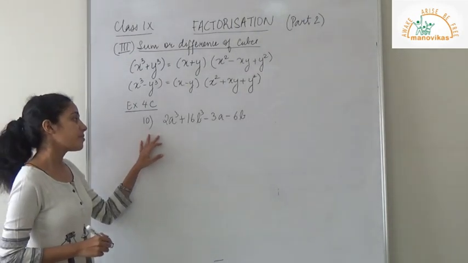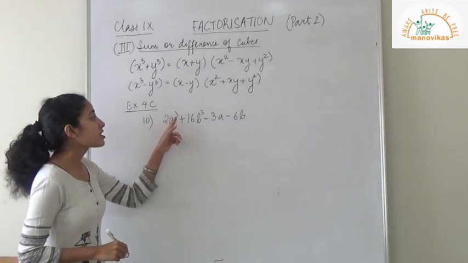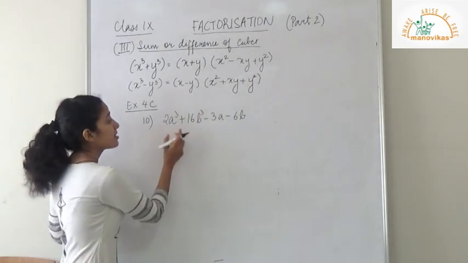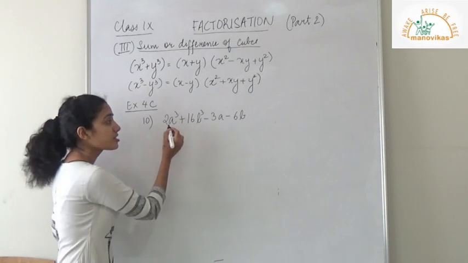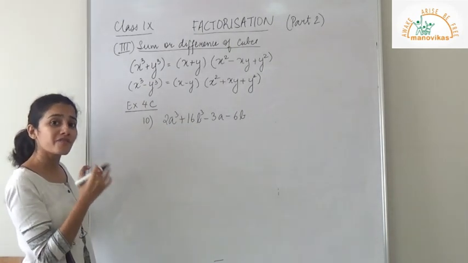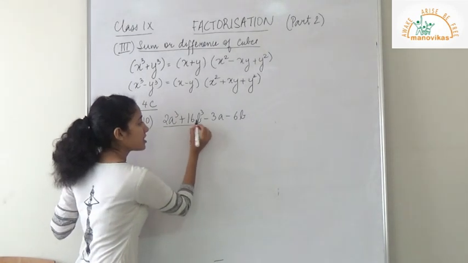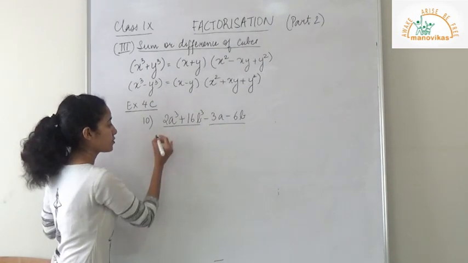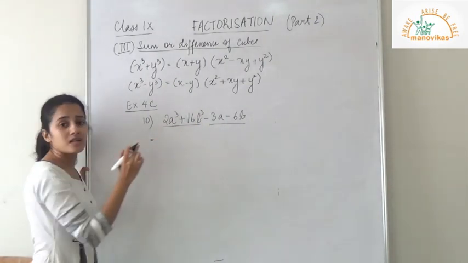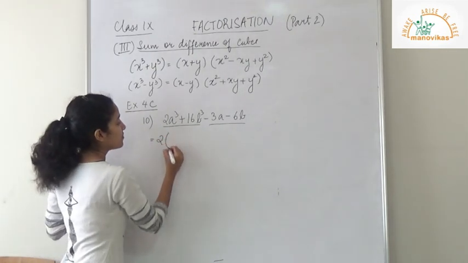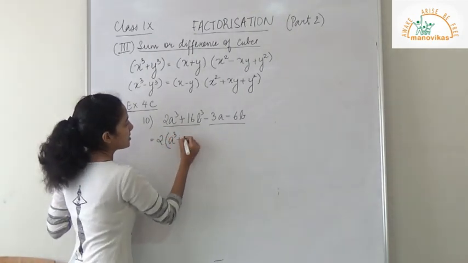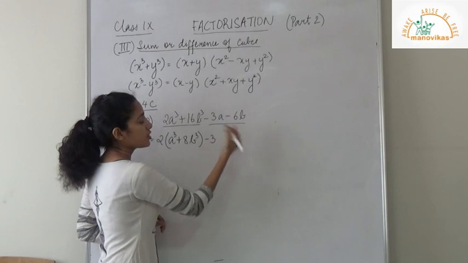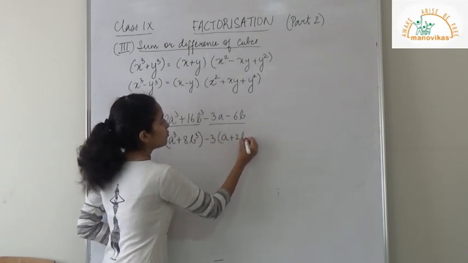Let us consider another example, problem number 10. Here note that the cube terms are a cube and b cube. Let us see their coefficients. These coefficients, 2 and 16, as we know, are not the cube of any numbers. So first of all, let us group them into 2 groups, that is the cube terms in one group and the remaining terms in the other group. Now from the first group, I can take the number common, which is 2, leaving me with a cube plus 8b cube. From the next group, I take a negative 3 common, so I am left with a plus 2b.